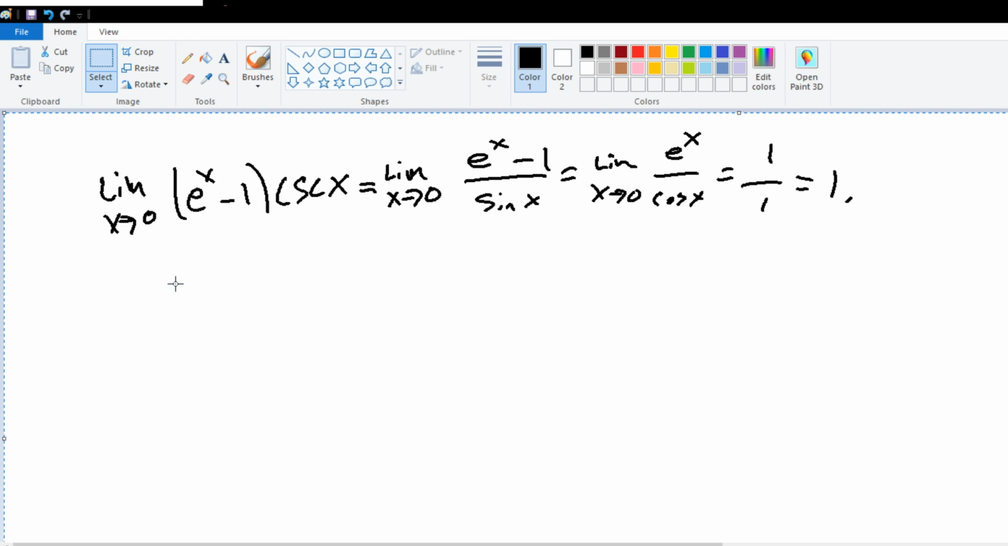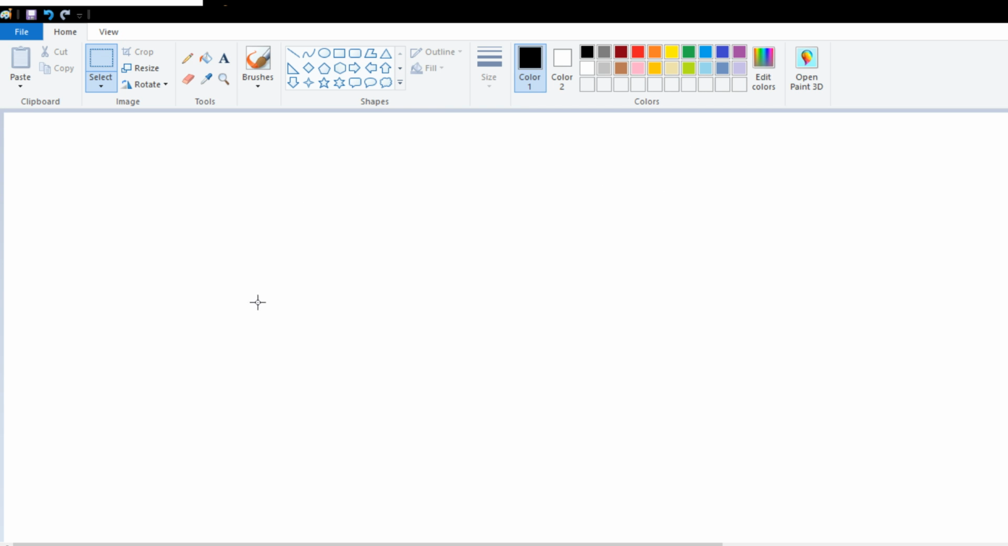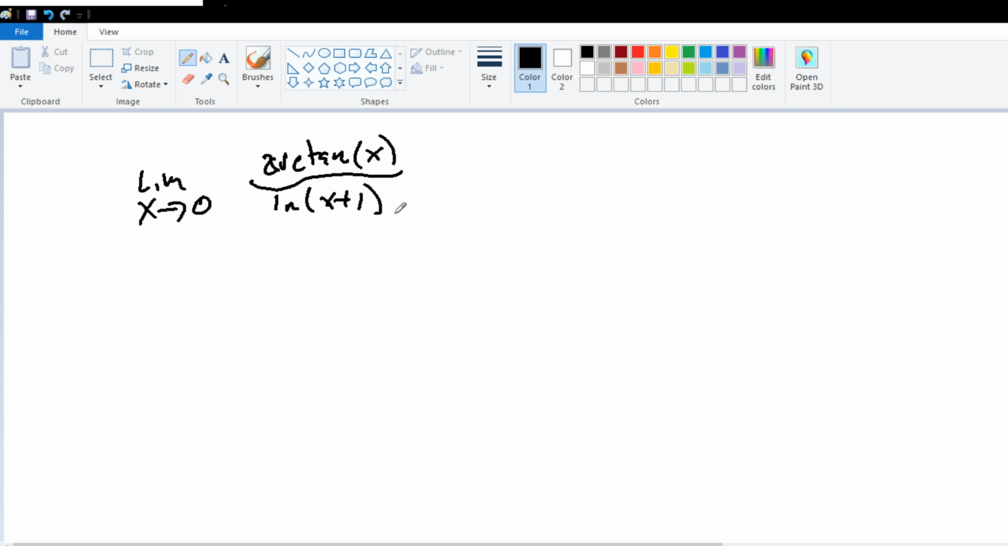So we'll move on to the next question. So we have the limit as x goes to 0 of arctangent of x over the natural log of x plus 1. So if we plug in 0, we get arctangent of 0, which is 0. And when we plug in 0 here, we get natural log of 1, which is also 0.